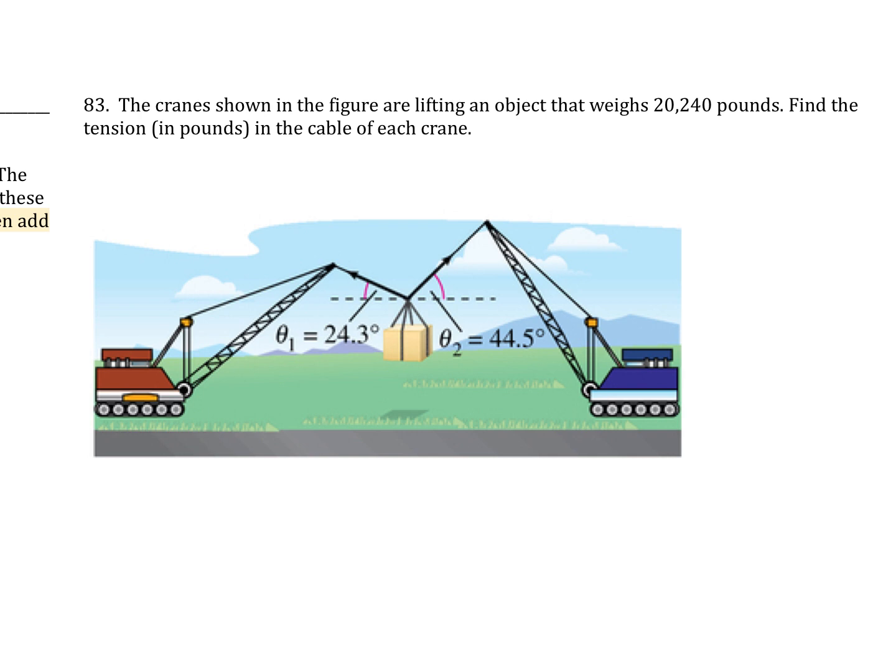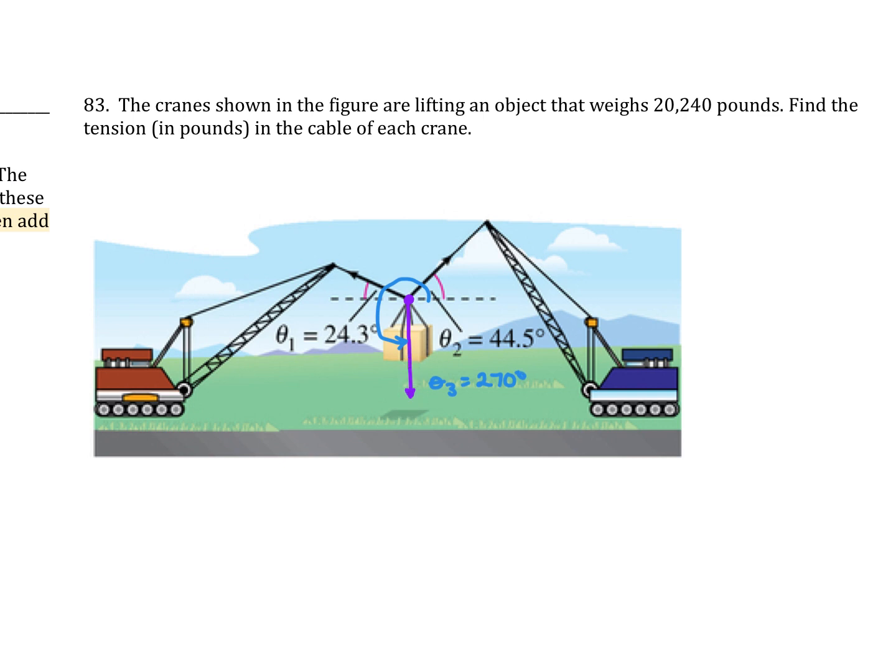So we have our cranes lifting an object, and we can think of this middle point right here as our origin. We have several angles here. We have 44.5 degrees. We have 24.3 degrees here from the horizontal. And then I would say we have one more going straight down, because that is the weight of the object. Just thinking about how many degrees that is, theta 3 is 270 degrees, right? It's being pulled straight down.